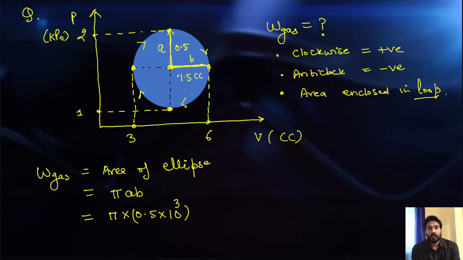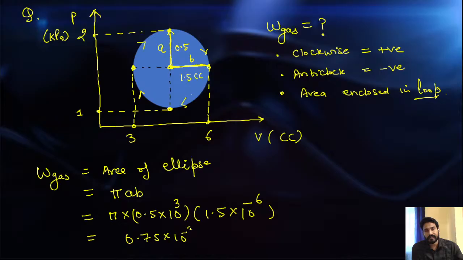Okay, B, what is the B? 1.5 cc. 1.5 is in cc and A is in Pascal, so we have to convert it into the meter unit, meter cube. For it we have to multiply with 10 raised to power minus 6, right? So I think it is 0.75 multiplied by 10 raised to power minus 3 joule. This is basically the answer.